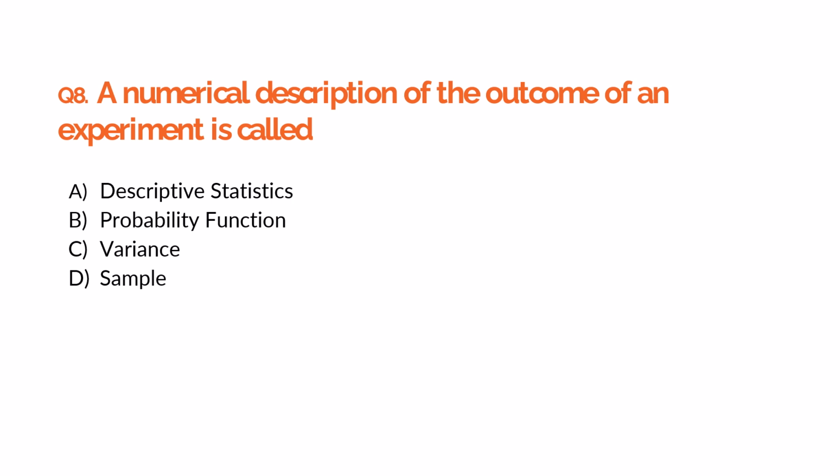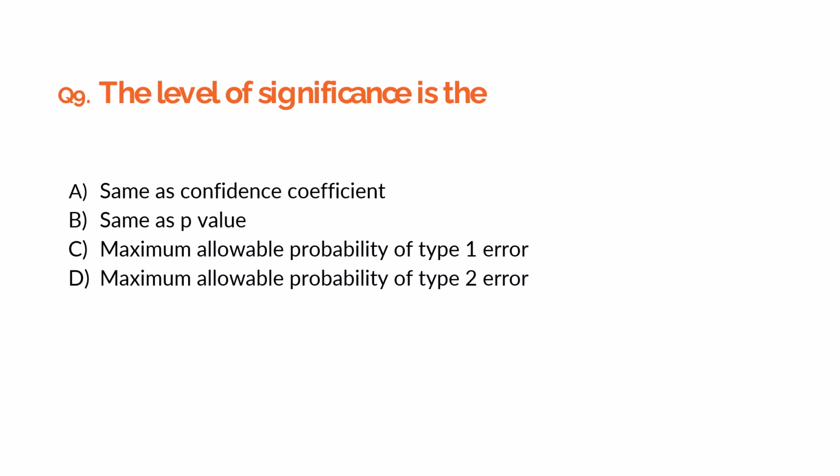A. Moving on to the next question, we have the level of significance. So basically the level of significance is the maximum allowable probability of type 1 error. So here the answer should be C.